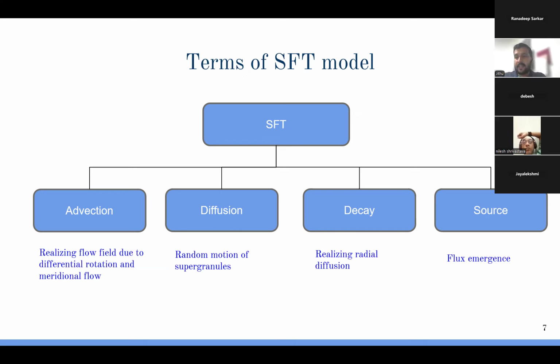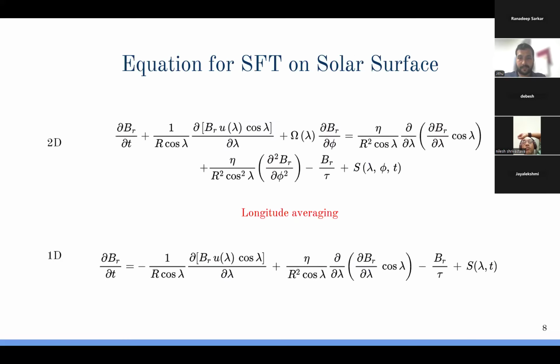And the last, the source term, takes care of new active regions and new magnetic flux coming from way down in the sun. So these are the four different physical processes that a SFT model typically mimics, and you interplay all these different physical processes, and we try to understand how the magnetic field is going to be evolving.